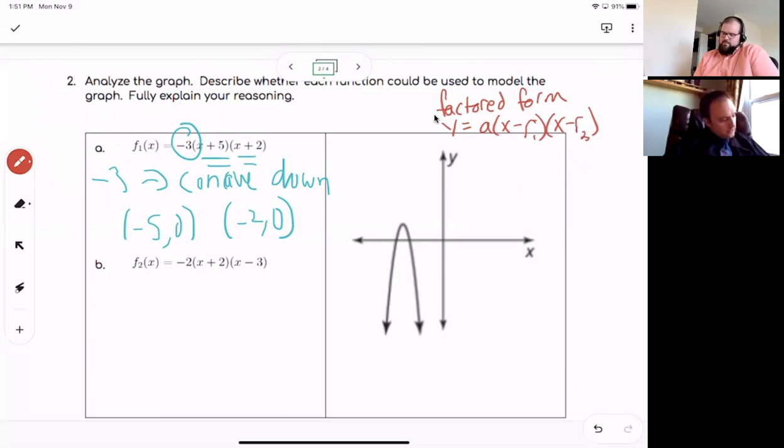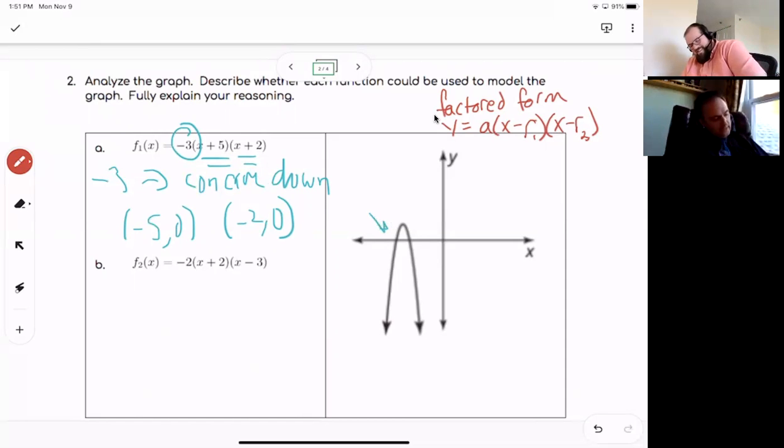And if we look at the graph on the right, that could be -5, 0, and then that could be -2, 0. And that curve is concave down. So sure, that works. You should say, yes, this one could work.